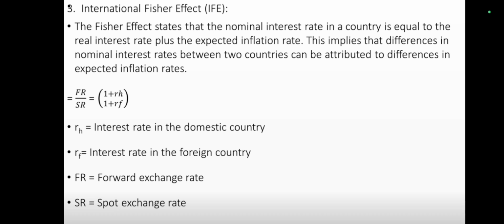The international Fisher effect states that the nominal interest rate in a country is equal to the real interest rate plus the expected inflation rate. Here we are considering three aspects: the real interest rate, the nominal interest rate, as well as the expected inflation rate.